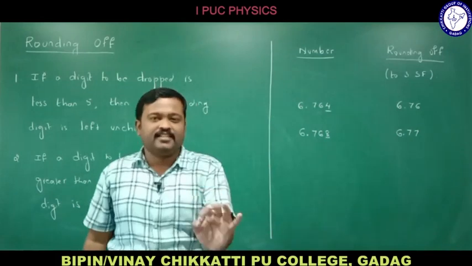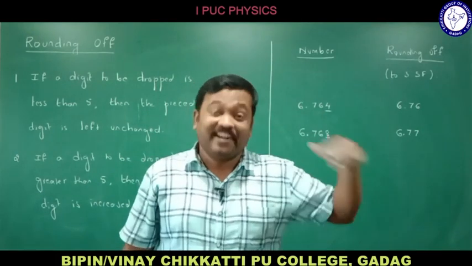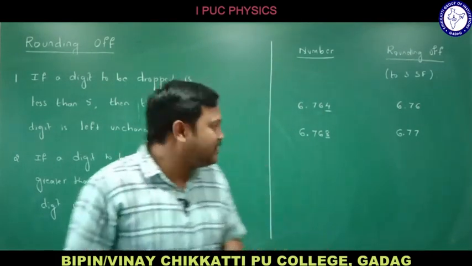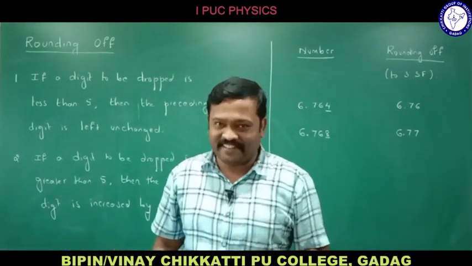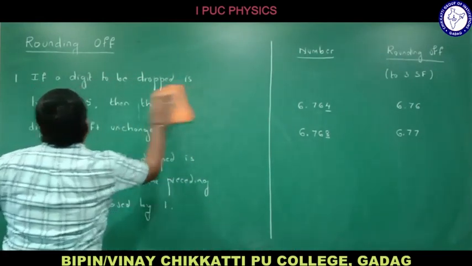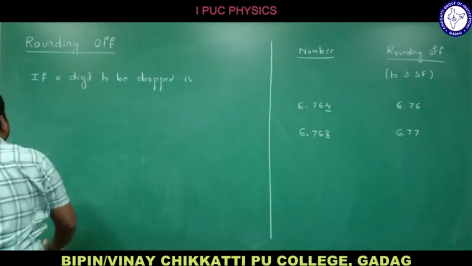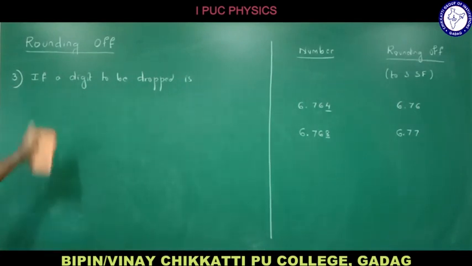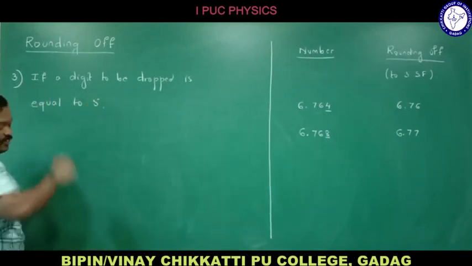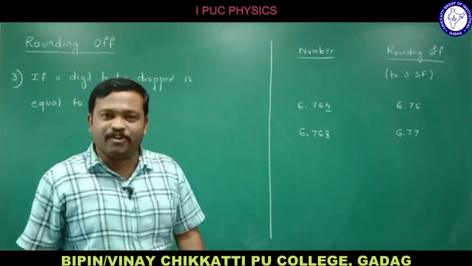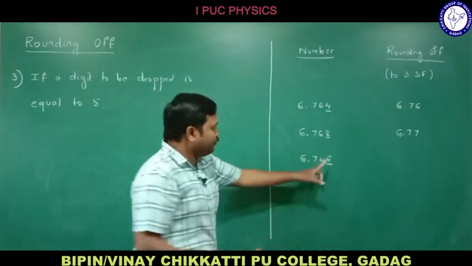So if a digit to be dropped is less than 5, keep the preceding digit as it is. If it is greater than 5, add 1 to the preceding digit. So these are the 2 rules. The next rule says what happens if the digit to be dropped is equal to 5. That is the third rule. It says that if a digit to be dropped is equal to 5, what do we need to do? For example, 6.745. The digit to be dropped is equal to 5.